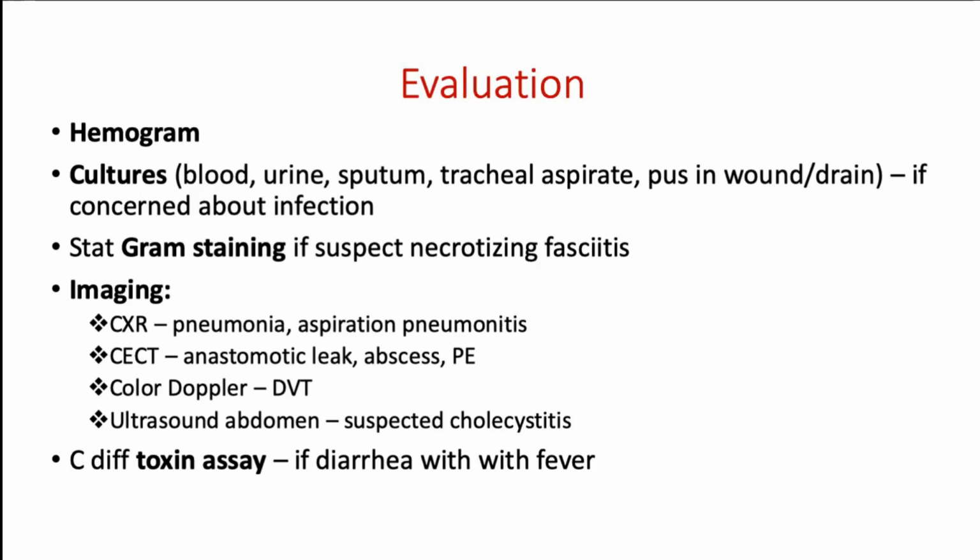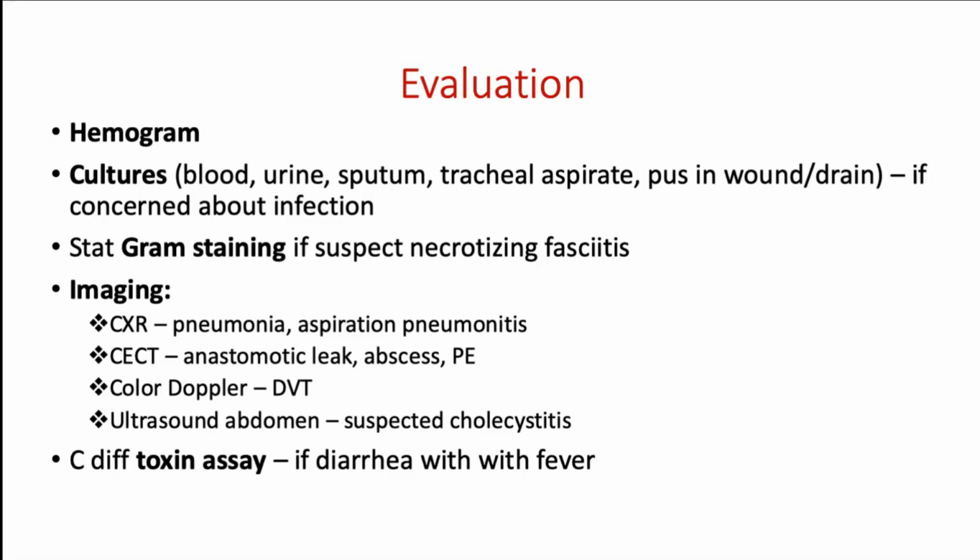Stat Gram staining is important if you're suspecting necrotizing fasciitis, because it is an infection which needs to be treated as soon as possible. Then comes the imaging. Imaging can be chest x-rays, which can be important in patients with pneumonia or regular follow-up in patients with post-operative fever. Contrast-enhanced CT scan is important to evaluate for anastomotic leaks and for abscesses in the intra-abdominal or intrathoracic cavity.